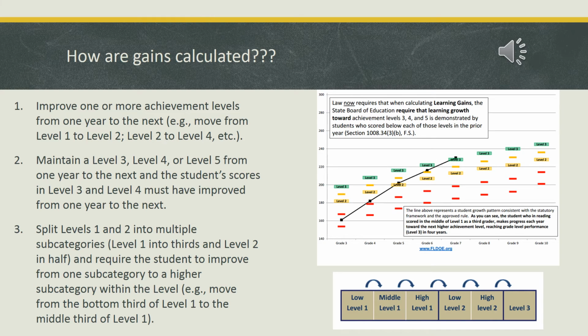As shown on the table on this slide, at levels 1 and 2, students would go from one subcategory to the next. Therefore, a low level 1 needs to go to a middle level 1 range, and so forth to show growth. This growth model is specific to FSA. The alternate assessment growth model has not yet been established.